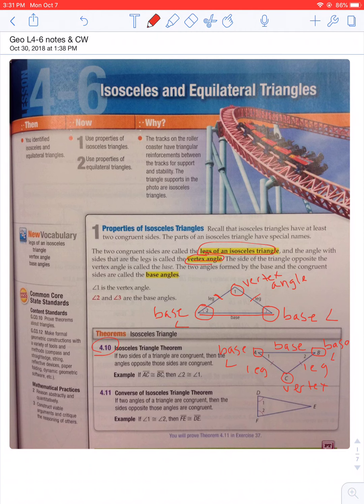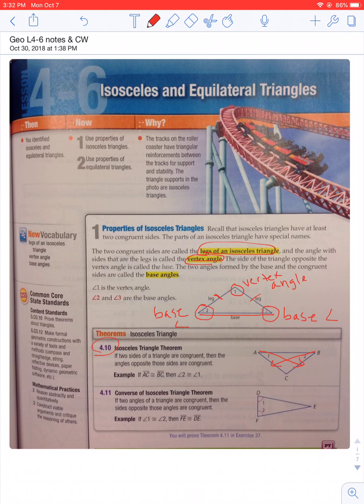So no matter which way they turn this around, you should be able to identify that the vertex is the angle that the legs make up the sides of. And then the base angles are opposite of the legs. So if you're like, what does that mean? Well, let me erase all this and I'll kind of use some arrows to point this out. In this upside down one, across from angle A, which is a base angle, is that opposite leg right there. And then across from base angle B is that leg across from there. So your base angles are always congruent.